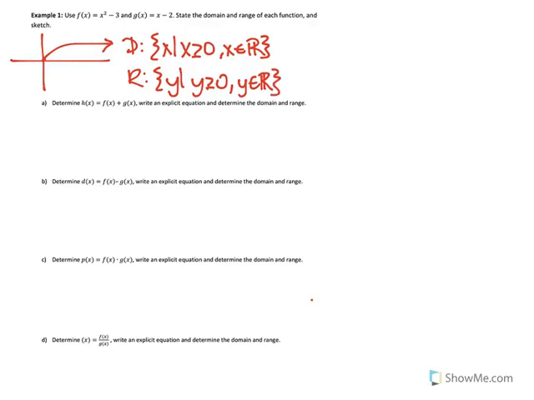And our other equation is a line. Subtract 2, so it would look like this. And we know that domain and range for a line are both elements of the real numbers.